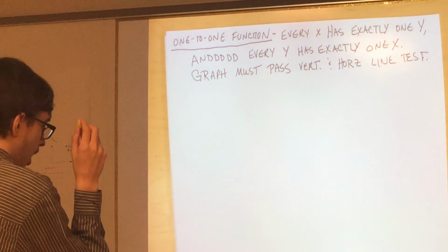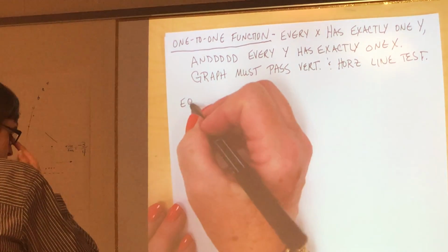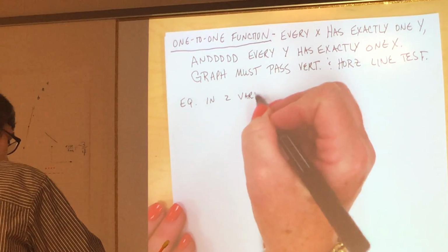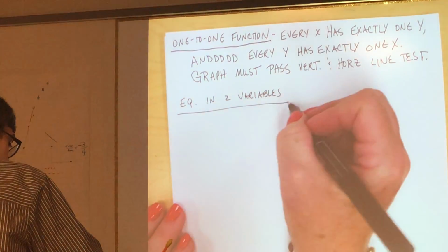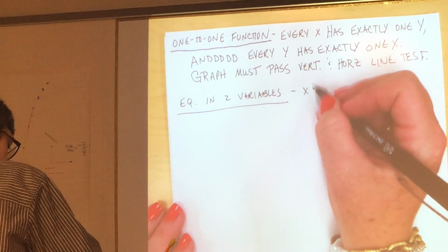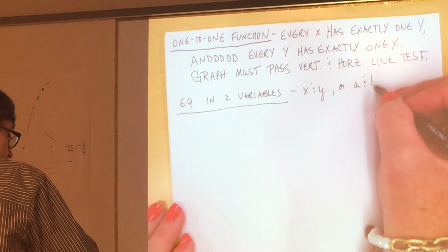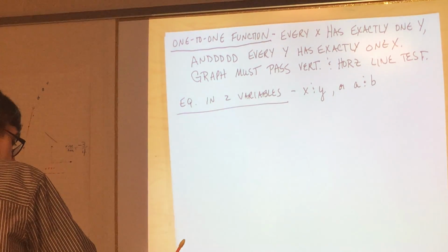We're going to do just a couple more things. So the first thing is, what do I mean when I say it's an equation in 2 variables? It has an x and a y, or it could have an a and a b. It just means that it has what? 2 variables. That's exactly what it means.